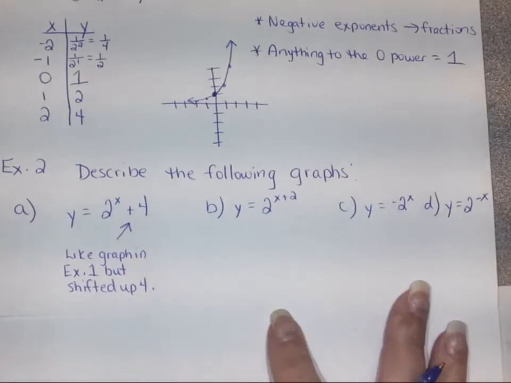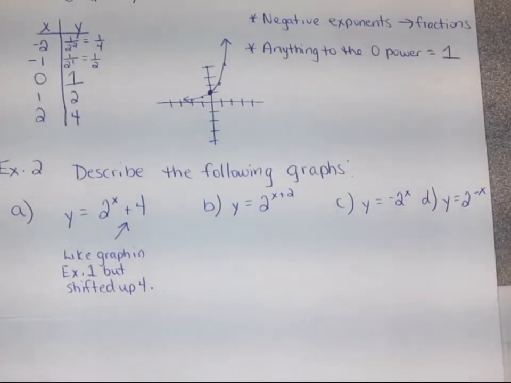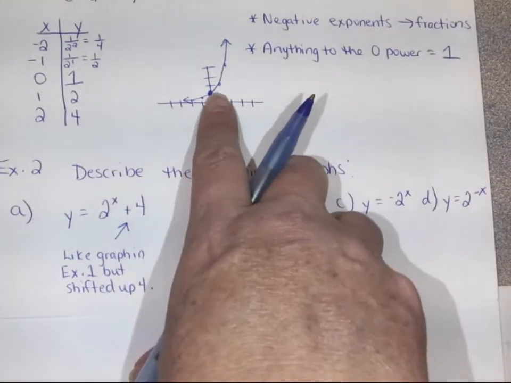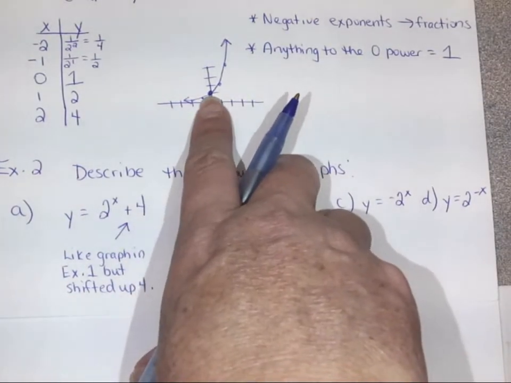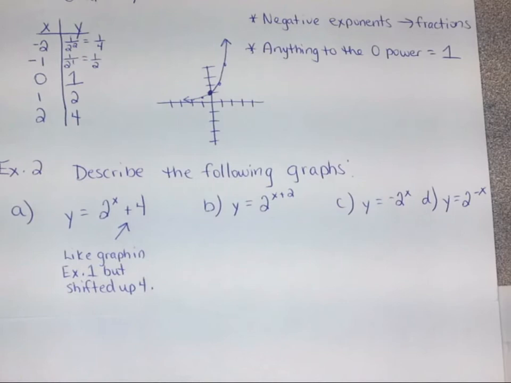Okay, so I won't make you sketch that, but hopefully you can visualize what that would be, right? So you would shift this point, instead of it being at 1, it would be up at 5, and it would still have the same curve where it went rapidly up in one direction and approached an asymptote in the other direction.